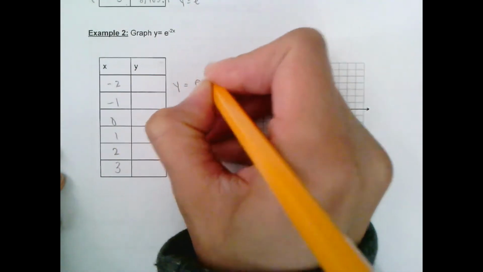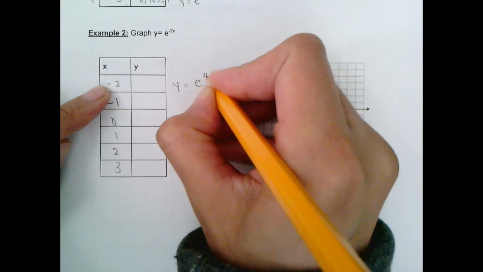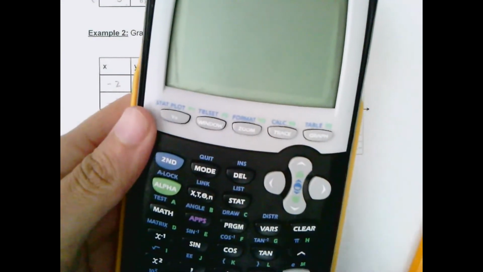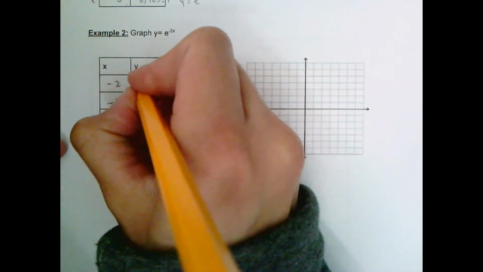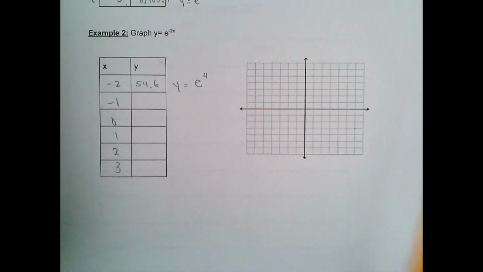Y equals e to the negative 2 times negative 2, which is positive 4. So for this one, we're trying to evaluate e to the 4th power. Handy dandy calculator. Enter. You get 54.6. Again, this is going to be off my graph, but that's okay. You will be expected to graph the ones that are on your graph.